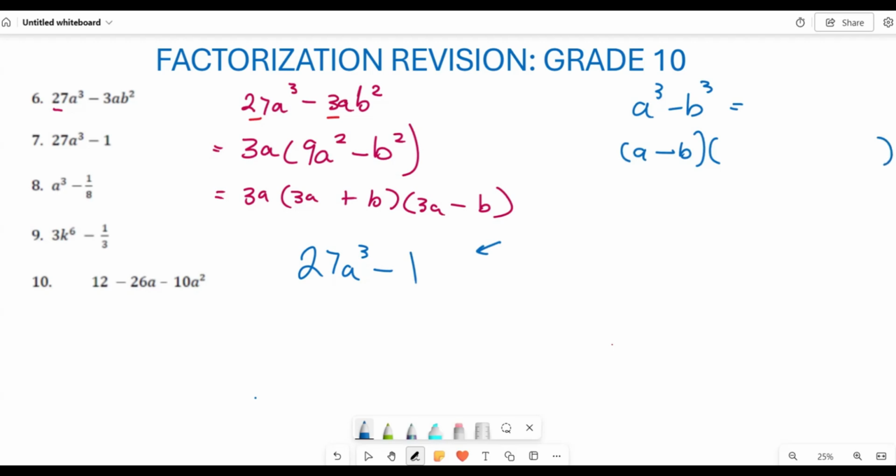And then what else am I going to have from here? Now I am going to have my first term, a squared, and then the second term is going to be plus a multiplied by b. And then this is going to be plus b squared. Again, this is the formula.